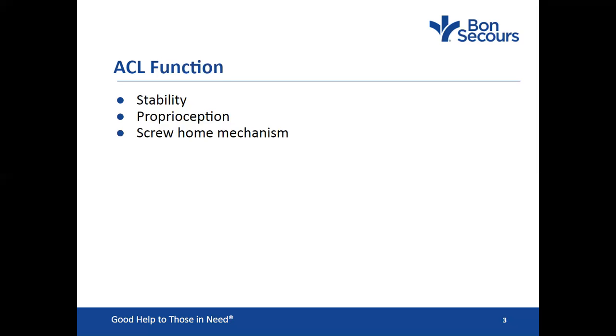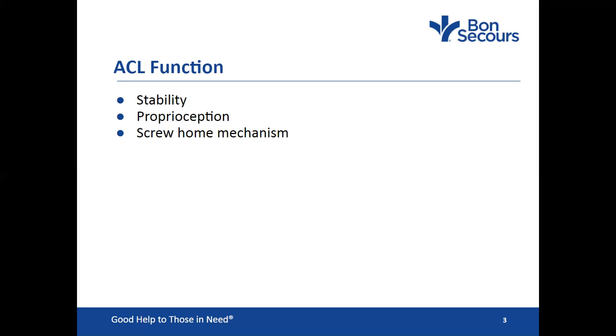The ACL's functions include providing stability to the knee joint. It does this by decreasing anterior tibial translation and internal tibial rotation, which means that it keeps your tibia from sliding too far forward away from the femur, and it limits the amount of rotation at the tibia. The ACL aids in proprioception because it has some proprioceptive receptors in some of its fibers.